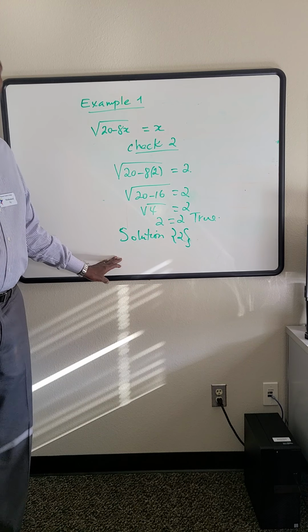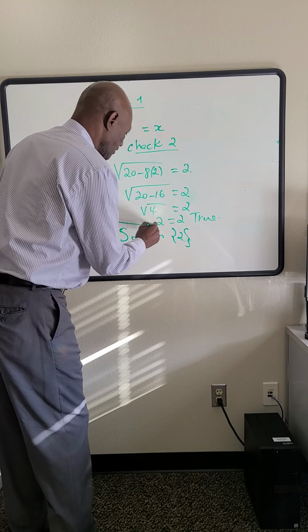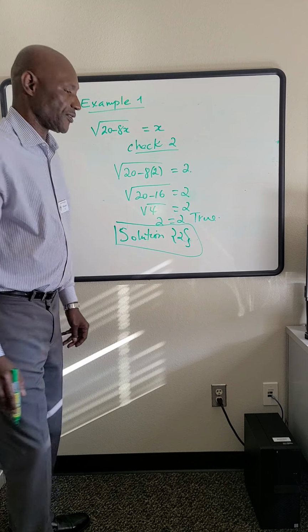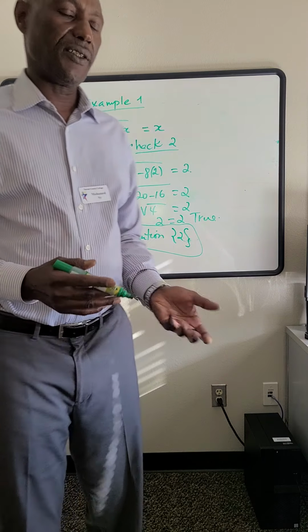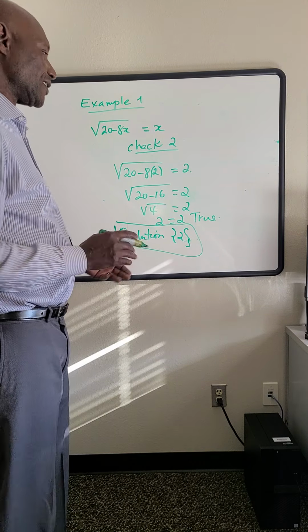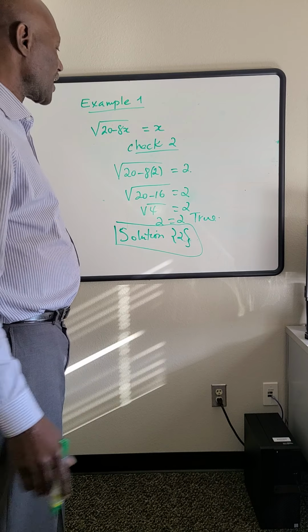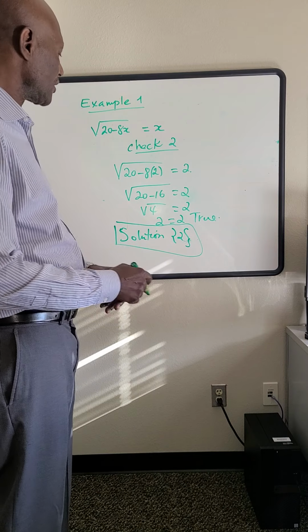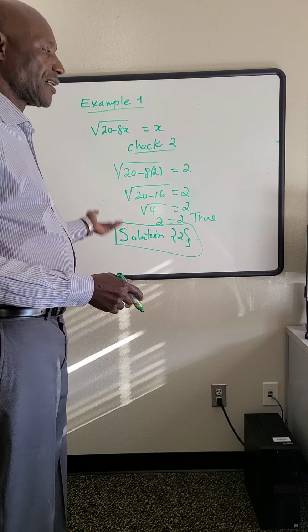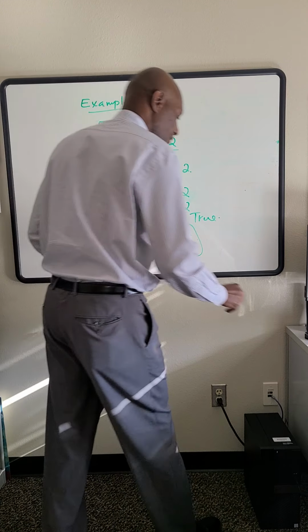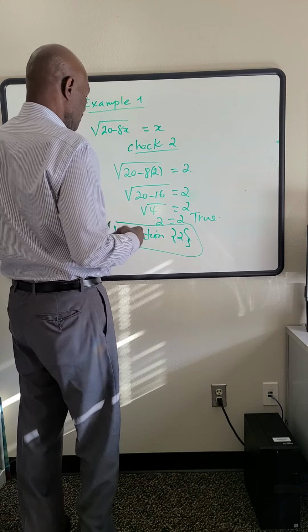So the solution is 2. This is the final solution here. So as you see, what you're supposed to do: isolate the radical, square both sides, and then solve the resulting equation, and then always check your possible solutions.